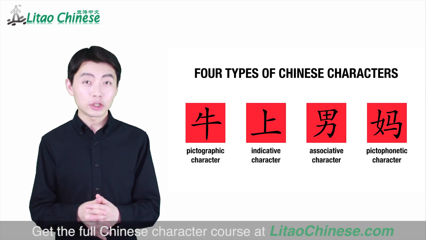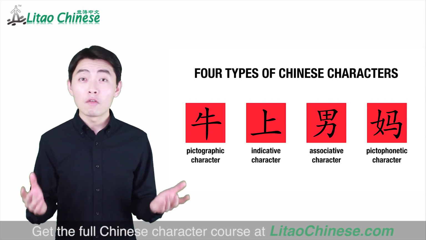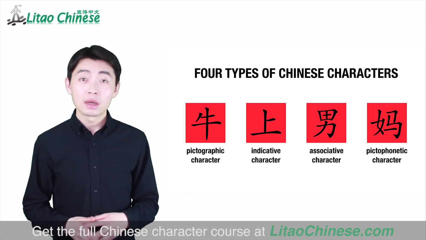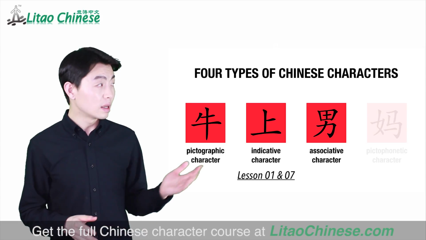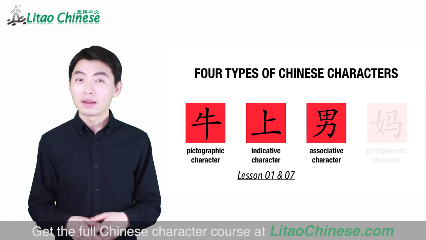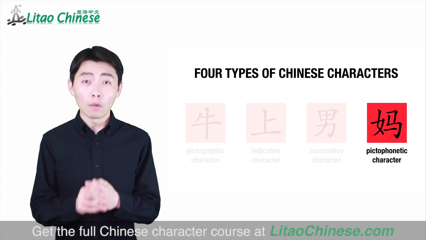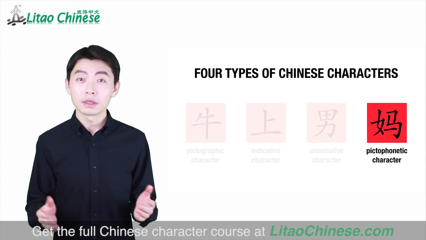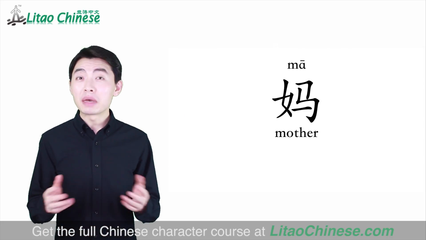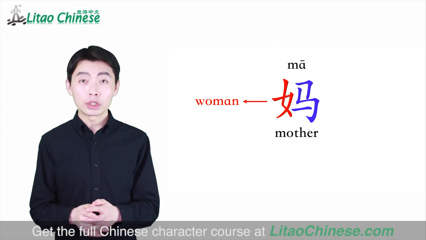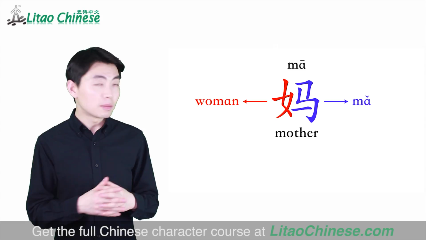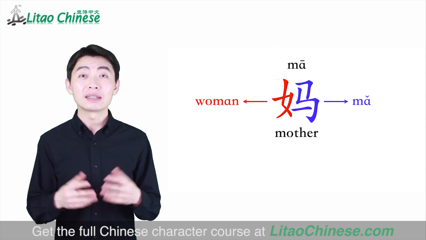Based on the formation of Chinese characters, there are 4 types of characters. I already introduced the first 3 types in Lesson 1 and Lesson 7. The typical example of the 4th type of characters is 妈. It's made up of 2 parts. One part gives a clue to the meaning. The other part gives a clue to the sound.